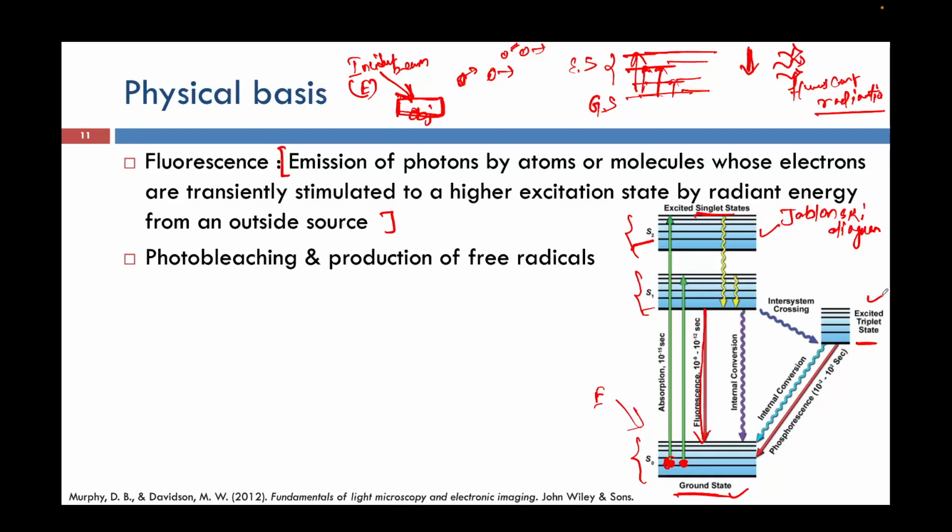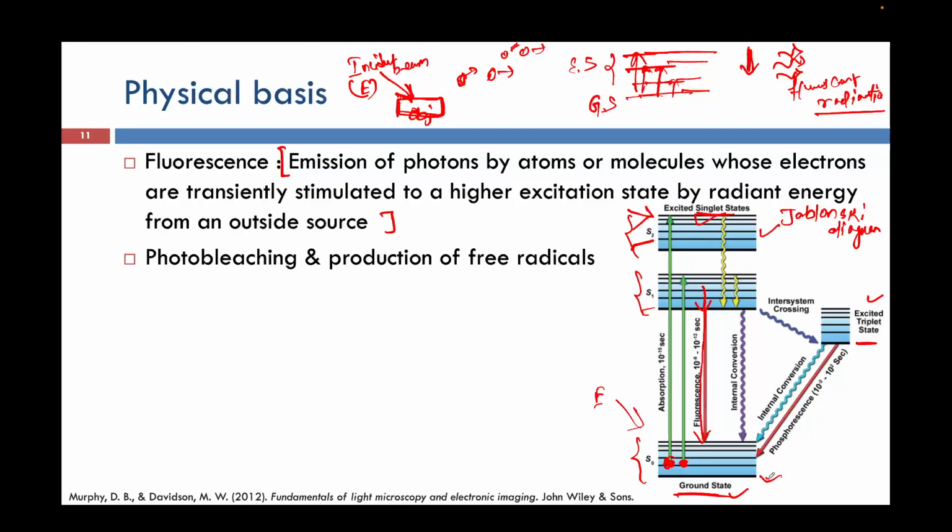Generally what happens, when an electron gets energy, it goes to the excited singlet state, that means this state, right? And directly when it comes back, it gives the fluorescence radiation. If we are able to catch that fluorescence radiation, then it is good for us, we will use it in our microscope. But it is not necessary that always when it comes from the excited singlet state directly to the ground state, it will give us fluorescence radiation.